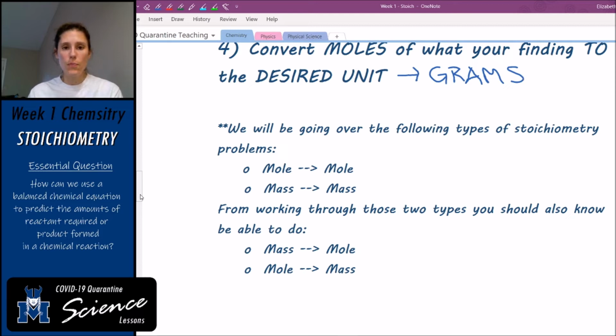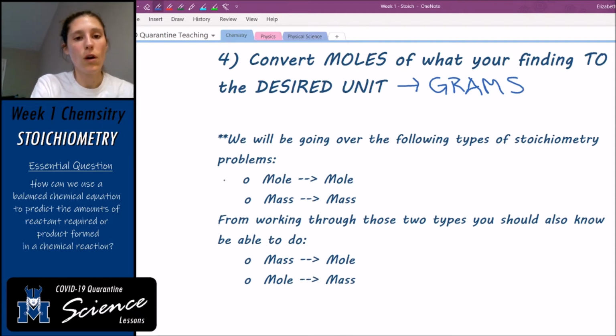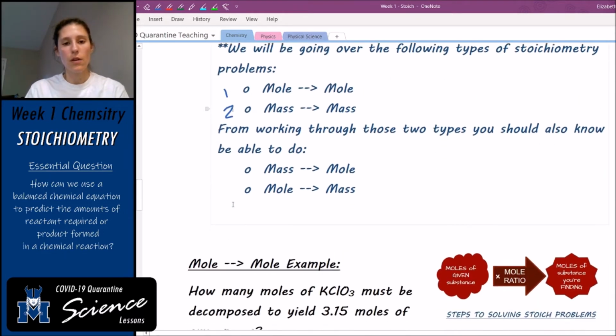From working through those two, the mass to mass actually kind of has all the steps in it, so the other two types of stoichiometry problems you could be asked to do on an assignment or on the quiz for this week would either be a mass to mole or mole to mass question. So I'll give you at the end a couple more example problems that you could try, and in the description will be the solution and the answer to those final two questions. But we're going to work all the way through a mole to mole problem first, and then we'll work through a mass to moles problem second. Okay, and then you can do the other ones at your leisure.